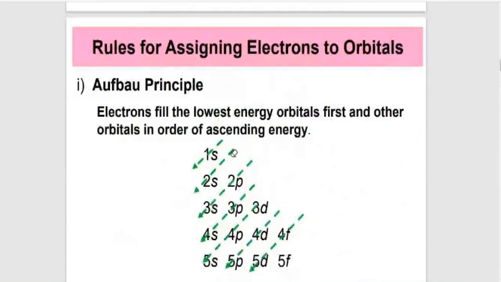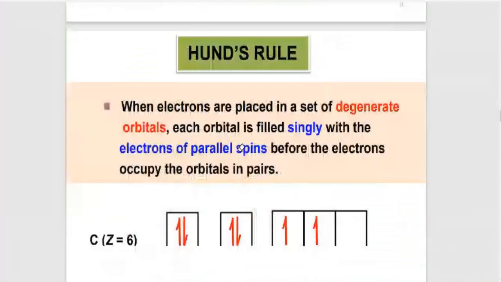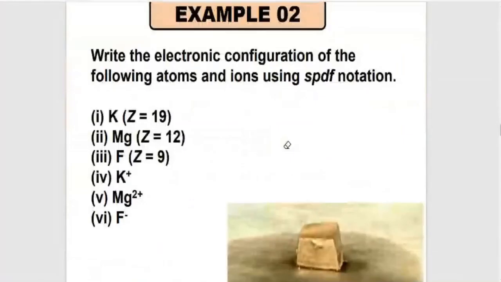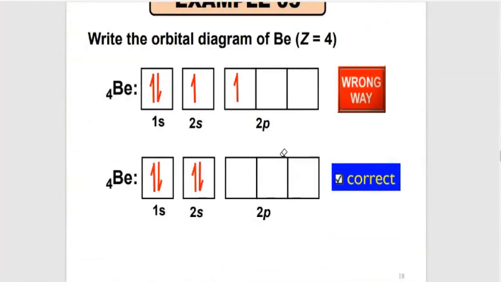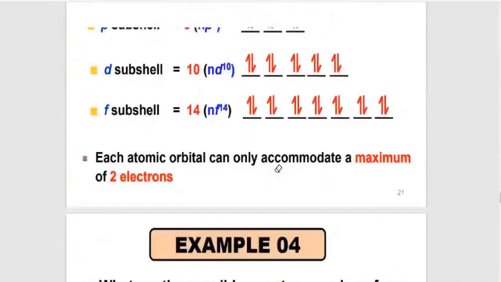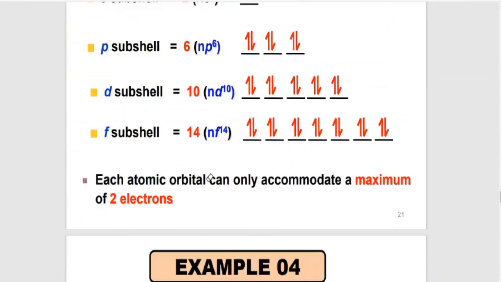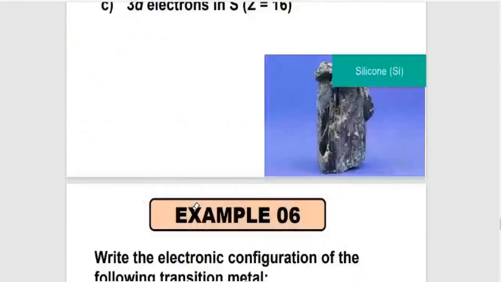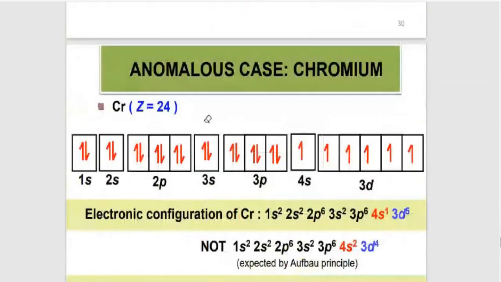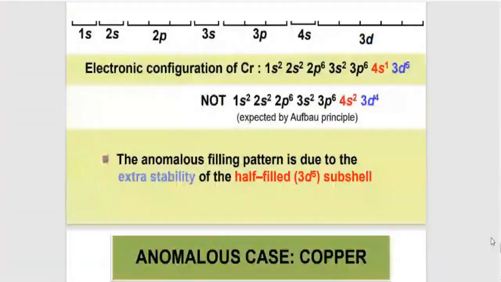Ni Alpha cerita. Ni cerita Pauli. Ni cerita Hund. Lepas tu contoh-contoh mengapa terima, mengapa tak terima. Semua inilah konsep. Okay, konsep ini tadi I cakap dah. S subshell 2, P 6, D 10, F 14. Setiap orbital 2 elektron. Kemudian contoh-contoh ni semua contoh. Lepas tu anomalous cases ialah last sekali lah. Okay. Itu saja untuk 2.3.